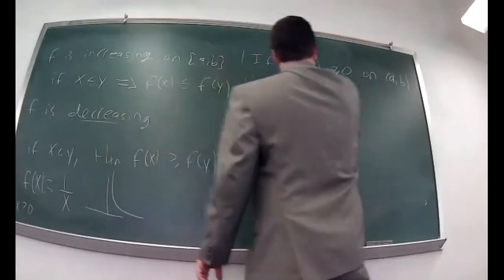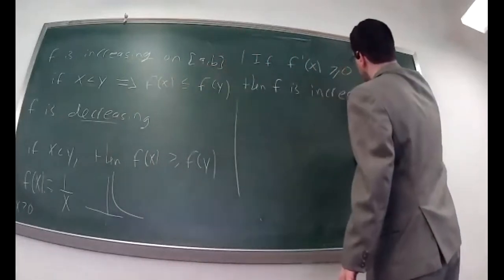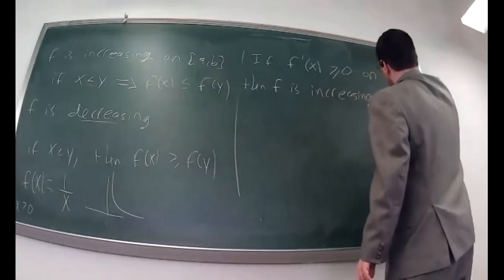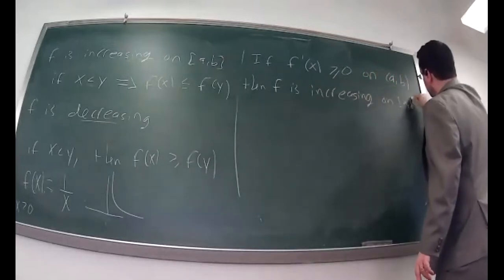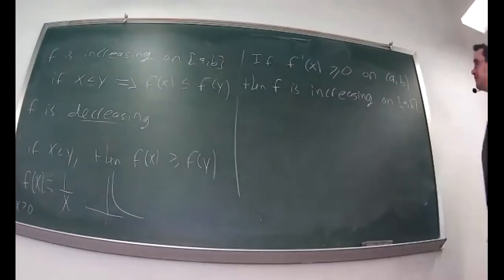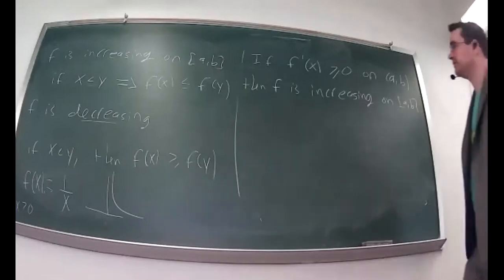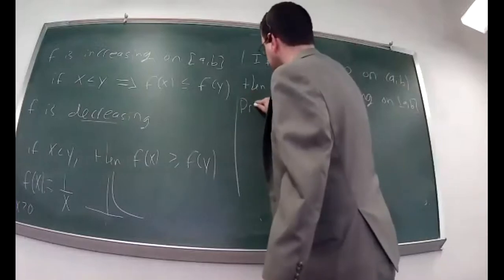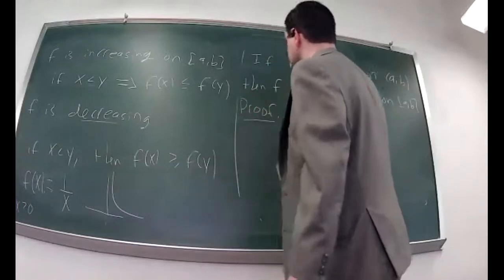And f is increasing on the interval. So if your derivative exists and is non-negative on the open interval, then f is increasing on that closed interval, and there's the definition of increasing. And the proof of this you get from the mean value theorem. So let me show you how it works.